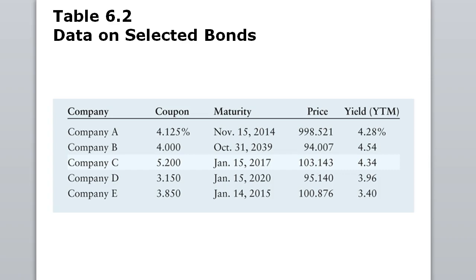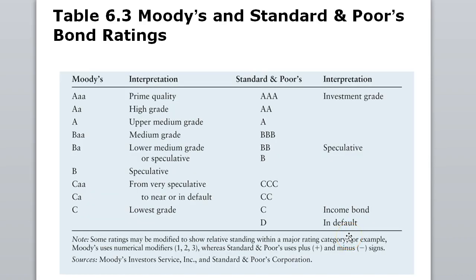Okay. So here's some data on select bonds for different companies, with different coupon rates, different maturity dates, different prices, and different yields to maturity. Here are some of the Moody's and Standard & Poor's bond ratings. These are two different agencies that look at bonds, value bonds, and give a rating on how safe the bonds are or what type of risk the bonds hold.